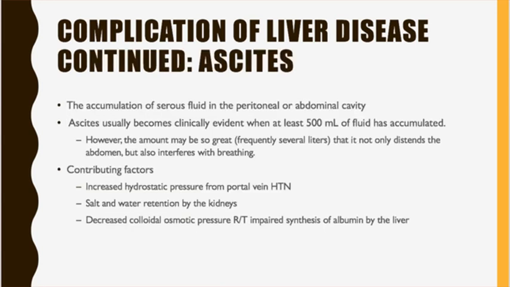Another common complication of liver disease is ascites. It is a late-stage manifestation of cirrhosis, and again, usually goes hand in hand with portal hypertension. It is the accumulation of serous fluid in the peritoneal or abdominal cavity. This fluid is rich in albumin, and I'll tell you why in a second, and then what you will see is weight gain and abdominal distension. So your patients with ascites, it's important to measure their abdominal girth as well as their daily weights.